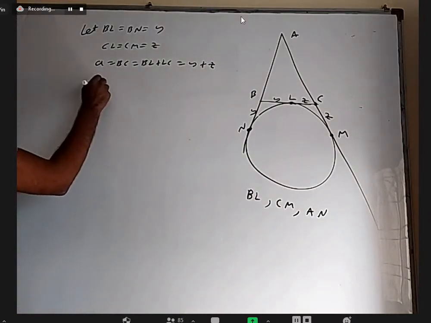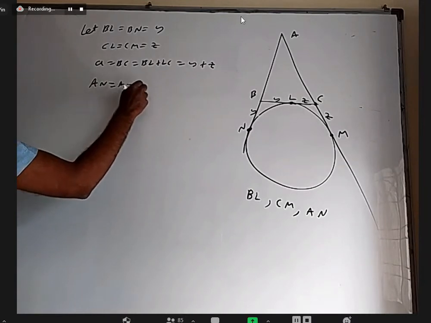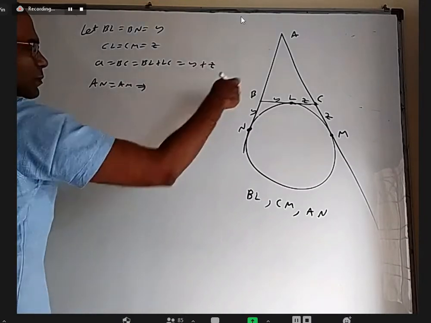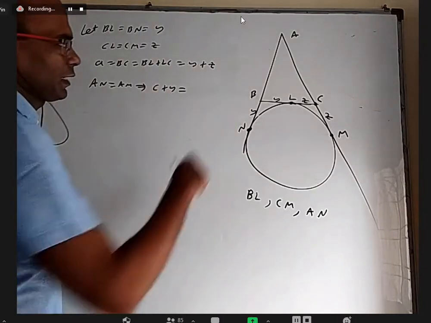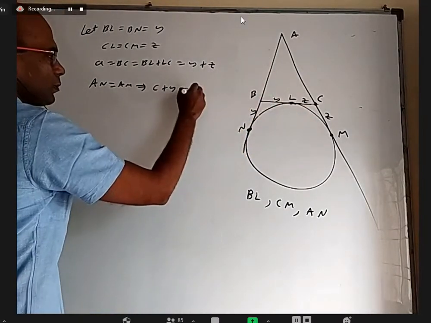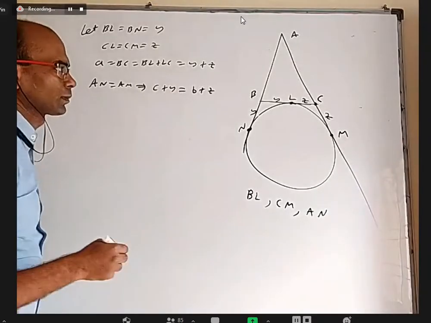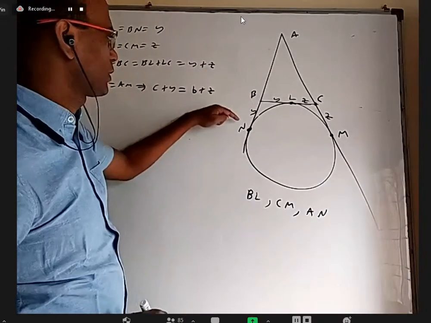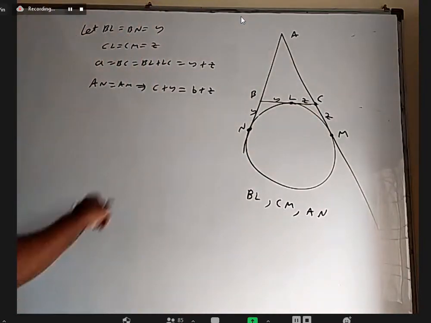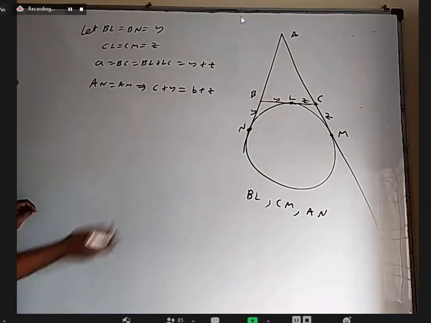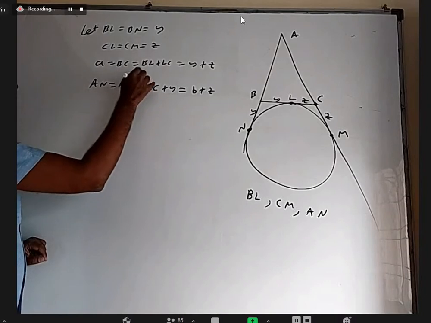AN and AM are equal, but AN length is C plus Y, and AM length is B plus Z. From here to here C and from here to here Y. From here to here B and from here to here Z. So here we got Y plus Z and here we got Y minus Z. I think we can solve and find Y and Z.